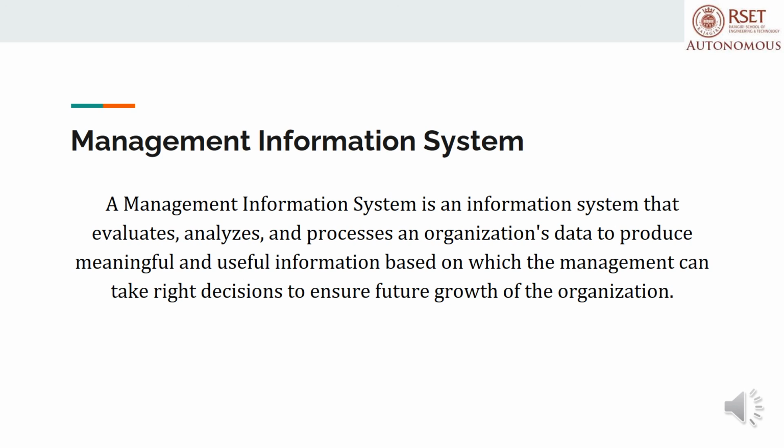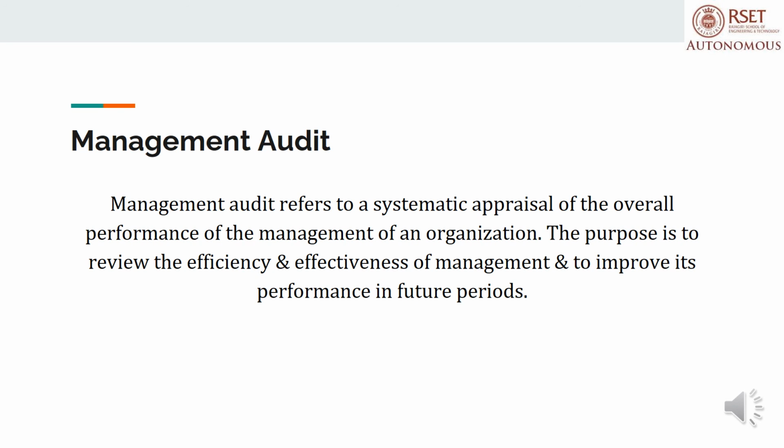Thus, a management information system is an information system that evaluates, analyzes, and processes an organization's data to produce meaningful and useful information based on which the management can take the right decision to ensure future growth of the organization. Next is management audit. Management audit refers to a systematic appraisal of the overall performance of the management of an organization. The purpose is to review the efficiency and effectiveness of management and to improve its performance in future periods.